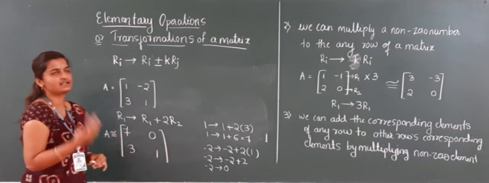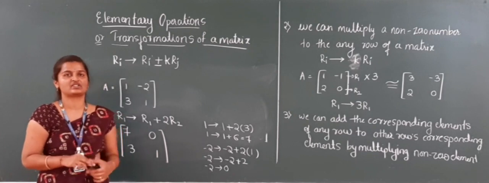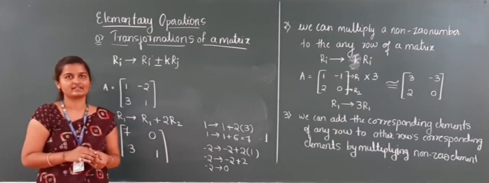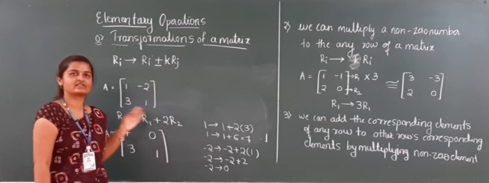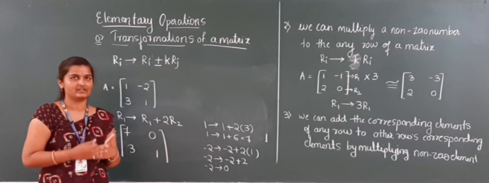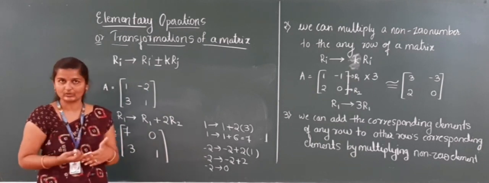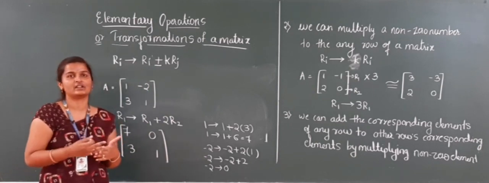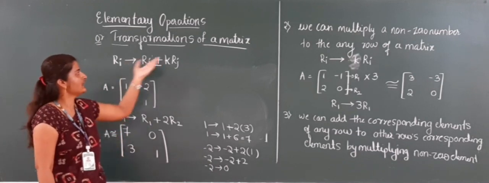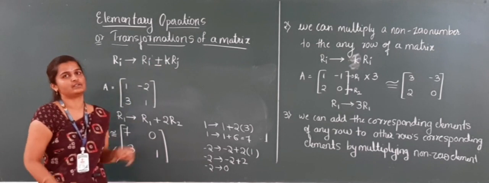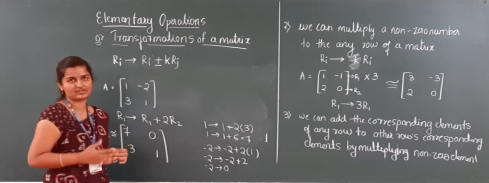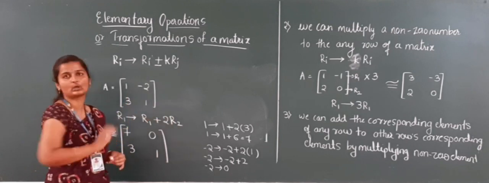So these are the 3 main elementary operations of the rows. But I have said that there are totally 6 operations. As I have mentioned these 3 operations for rows, similarly we can write them for columns also. That is, we can interchange any 2 columns, we can multiply any column by a non-zero element, and we can add a column to another column by multiplying by a non-zero element. But in this chapter we use row transformation only. So I have given row transformation in detail.